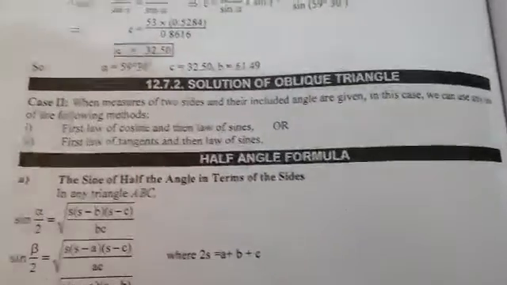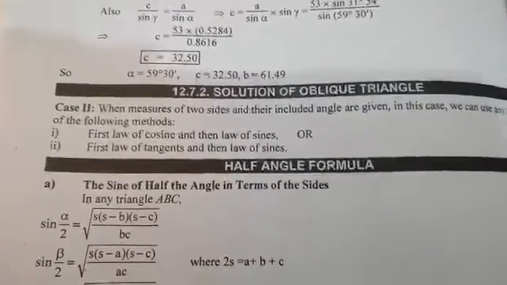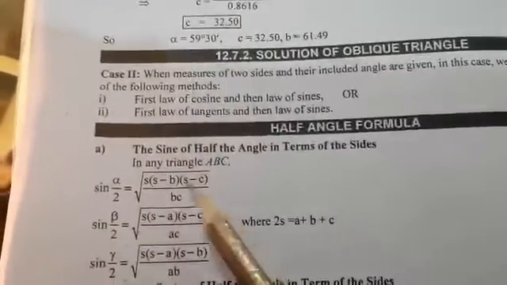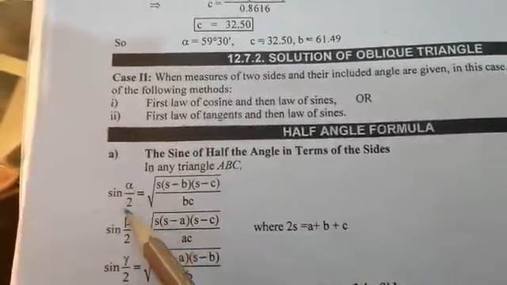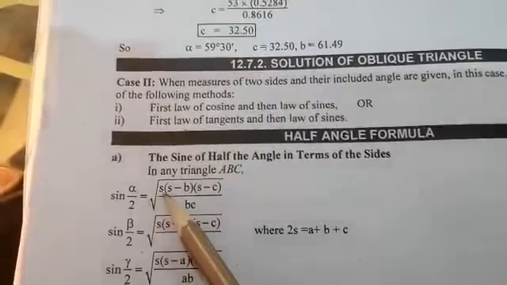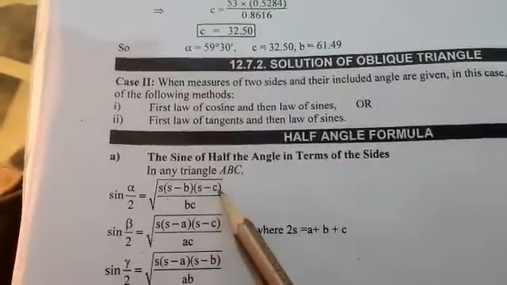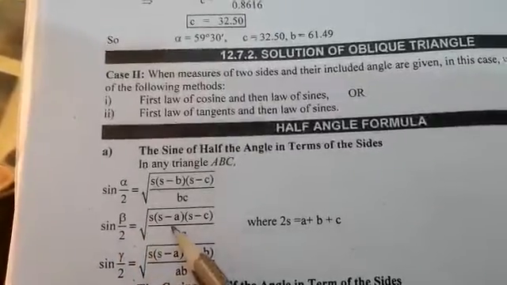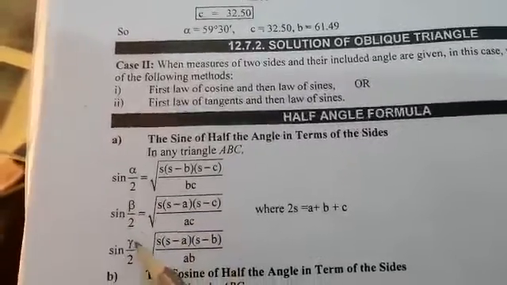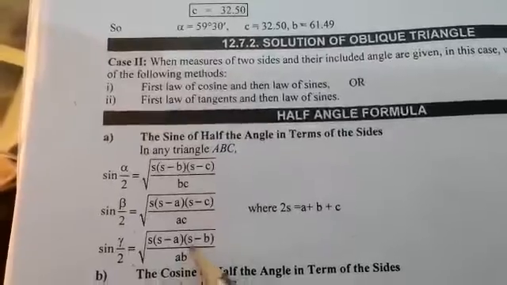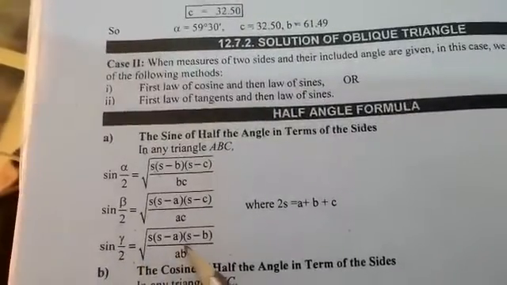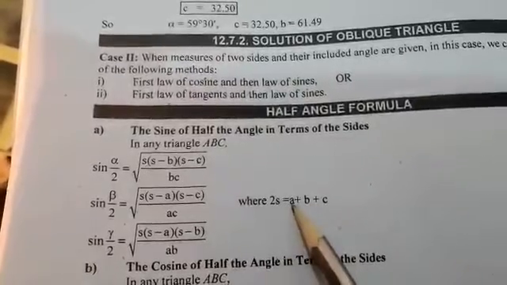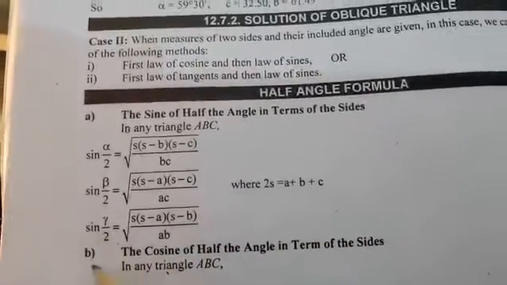Half angle formula: the sine of half the angle in terms of the sides in any triangle ABC. Sine alpha by 2 is always equal to the square root of s into s minus b into s minus c over bc. Similarly, sine beta by 2 has this formula and sine gamma by 2 has this formula, where 2s is equal to a plus b plus c.